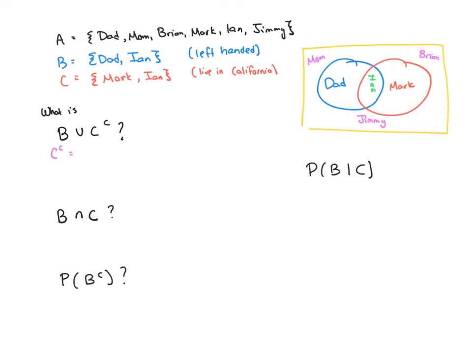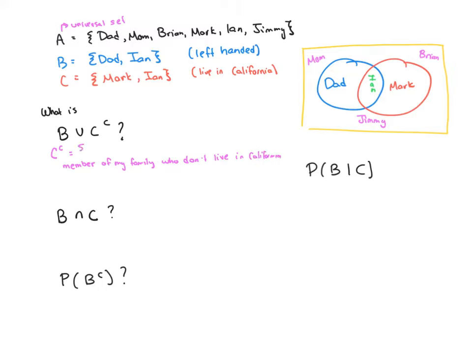C complement is going to be all of the things that are not in C. I'm going to write out the description first. So it's the members of my family. The complement always has to refer back to some universal set. We've said here that A is this universal set. So I'm going to only focus on members of my family who don't, since C is people who live in California, C complement is the people who don't live in California.